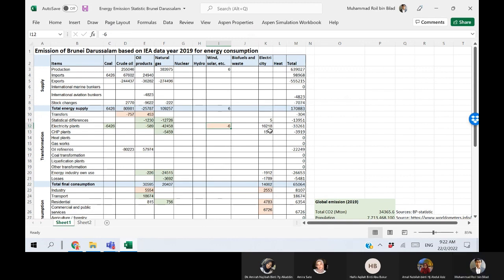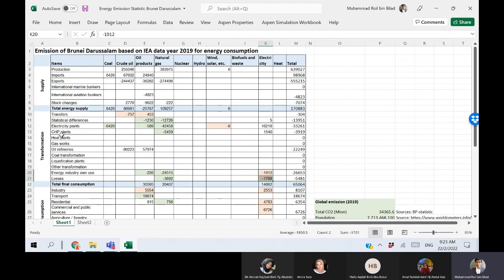This one, when we talk about transformation, negative means you consume. Positive means you produce. So here, it's consume electricity. When you consume electricity, you don't emit anything. This one is electricity. This one is no.